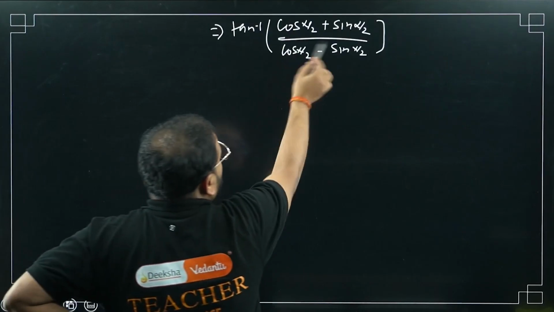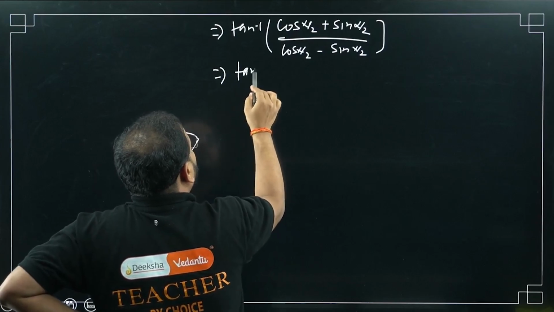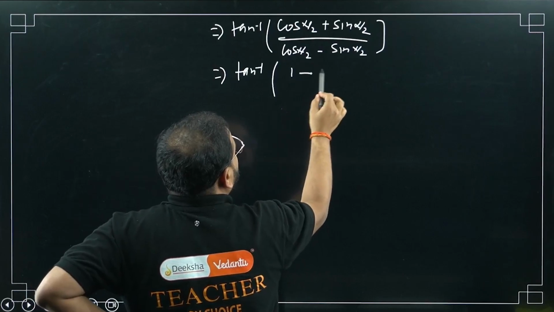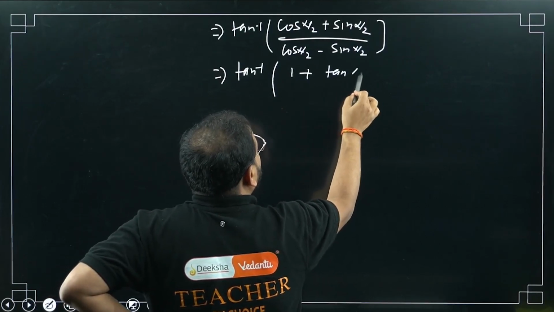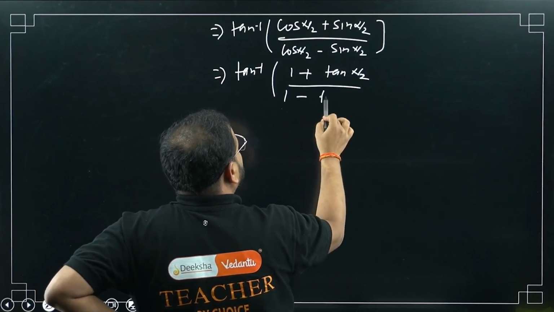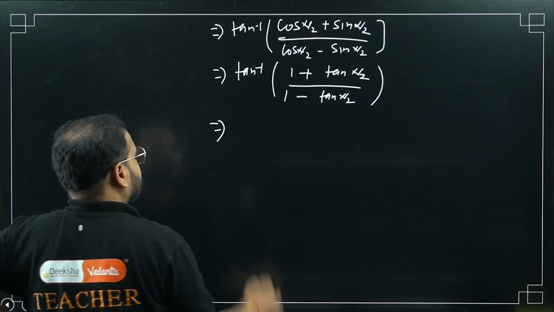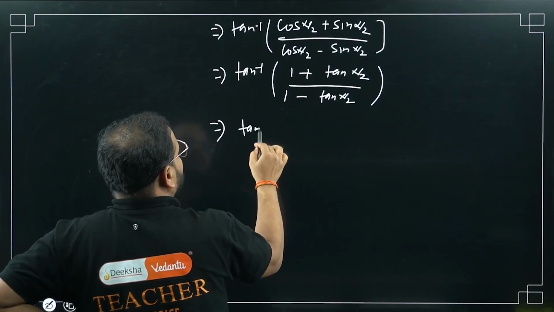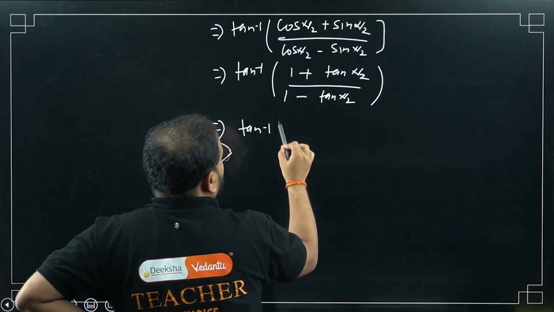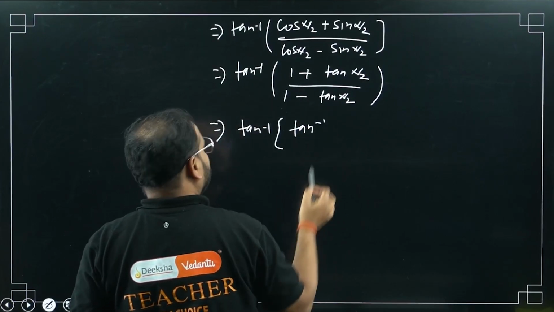Now divide everything in the fraction by cos x by 2. What are you going to get? Why are we doing this, sir? To get the tan part. So it will become cos by cos, which is 1, plus tan x by 2. How come, sir? Sin by cos is tan, that's why. Over here, 1 minus tan x by 2. Okay, please check. What is this value? Tan inverse of, I can write this as tan inverse of pi by 4, right?